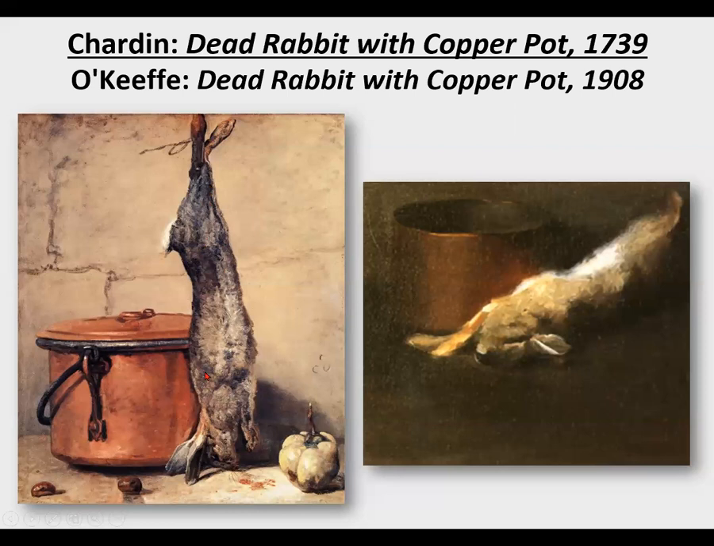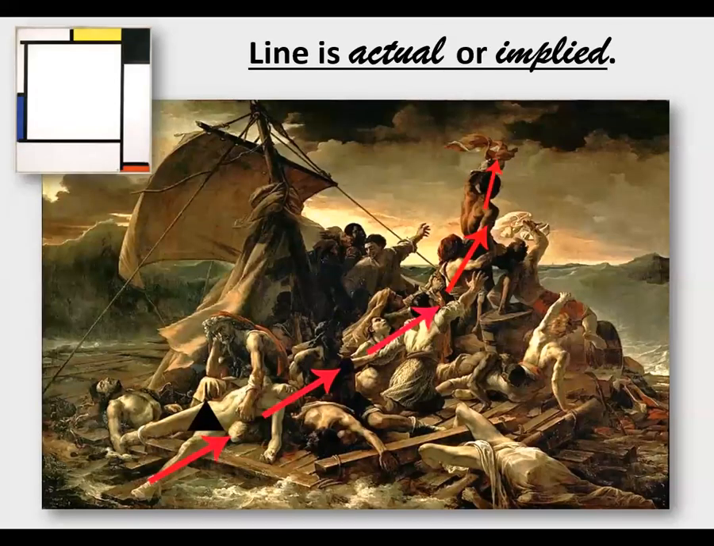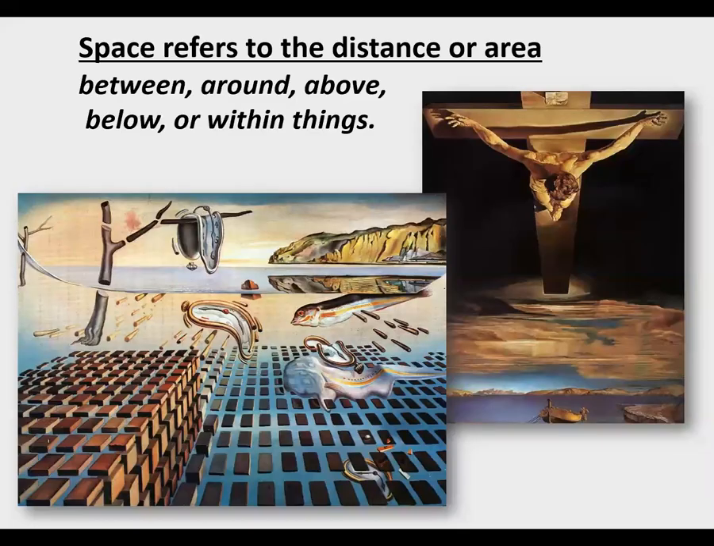horizontal and vertical lines. Here, we also can see that a line can be actual, say in the works of Mondrian, or they can be implied in the Raft of the Medusa, and the artist wants you to move across lines. He also wants you to experience space, which refers to distance or area between, around, above, below. So to create this kind of floating world that we see that Dali has done here. And he also shows us that he's excellent at foreshortening, which was a Renaissance master skill.